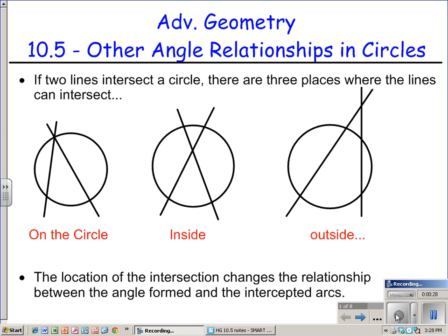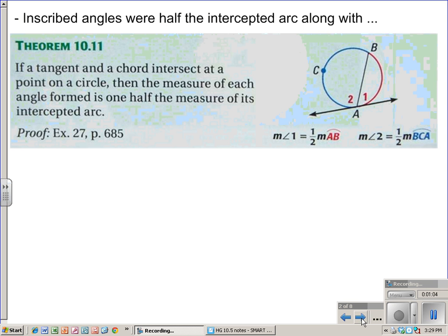So if you have two chords, secants or tangents, they can intersect at a point. Now there are three places where they could intersect. They could intersect on the circle, as shown here on the left, inside the circle in the middle picture, or on the picture on the right, where these segments or lines, if they're secants, are intersecting outside of the circle. This location of that point changes the relationship between the angle formed and the arcs of the circle. So let's talk about it.